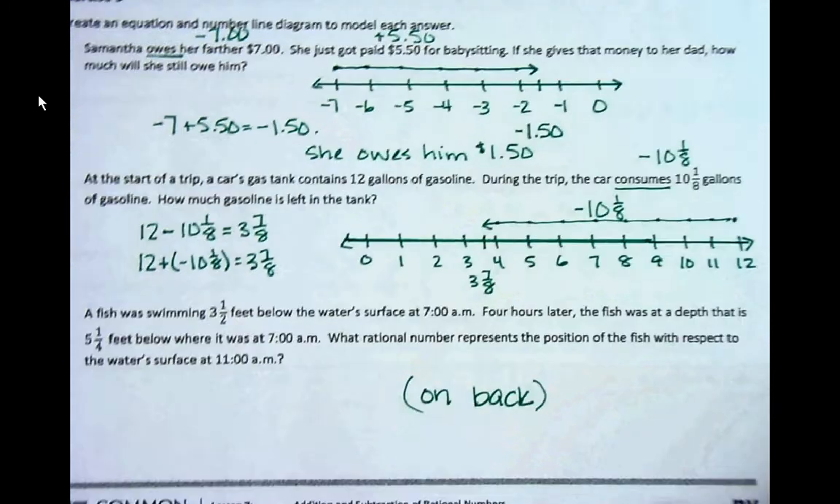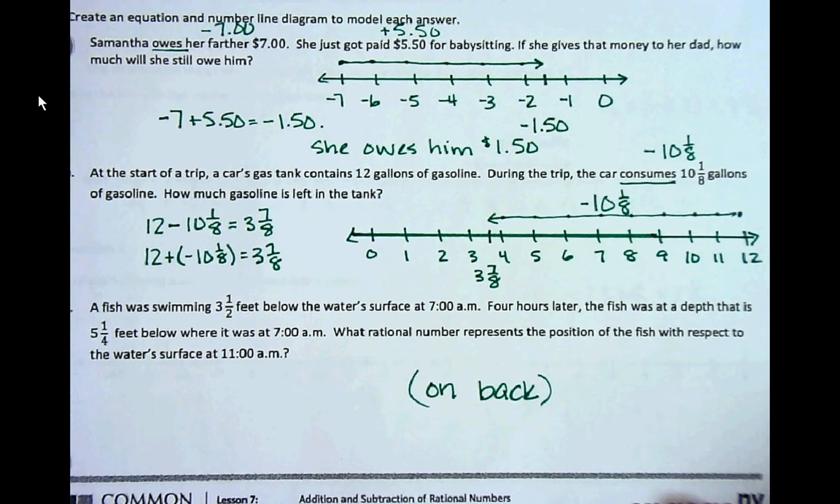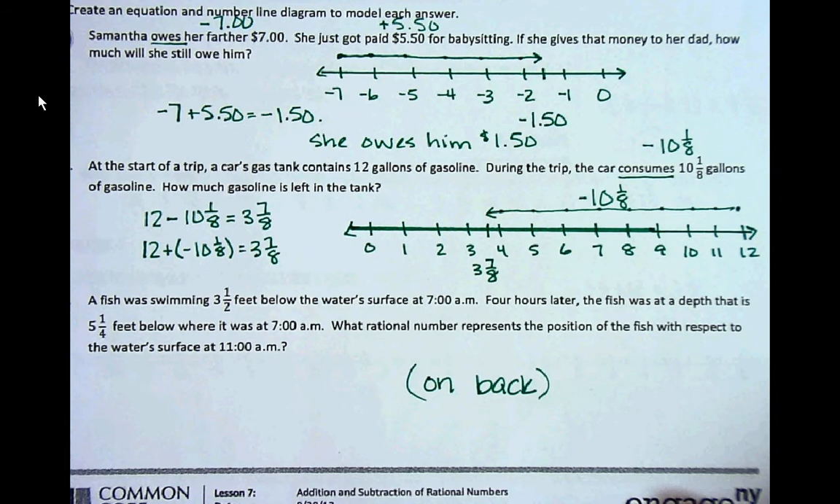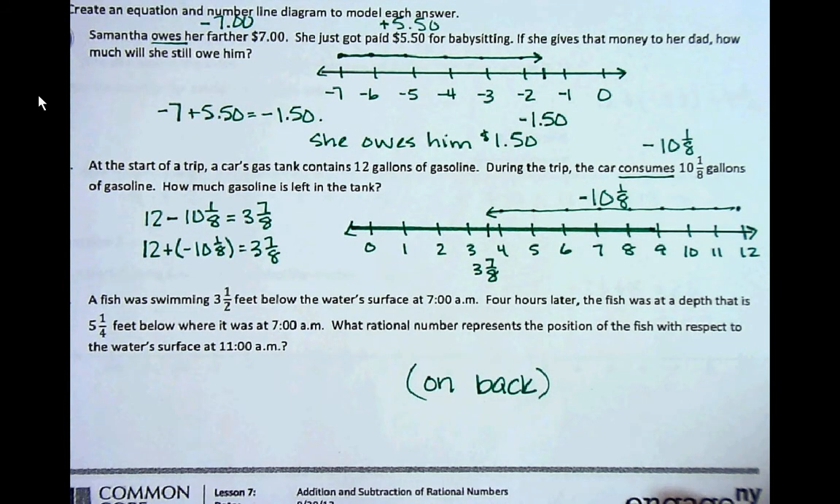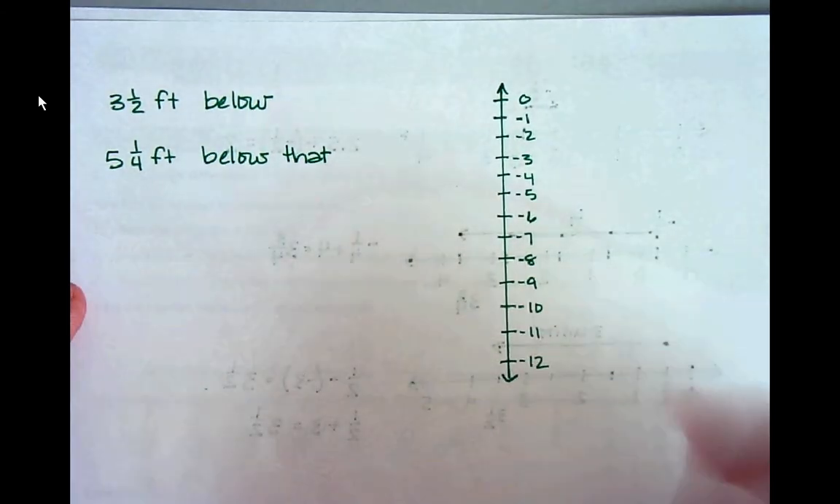All right, the last one, which I'm not going to have enough room here because this is asking for a vertical diagram, so I'm going to do it on the back. A fish is swimming 3.5 feet below the water surface. 4 hours later, the fish was at a depth that is 5 1/4 feet below that. So what rational number represents the position of the fish? So let me flip over. I went ahead and wrote down the important pieces of information, and I've already created my number line.